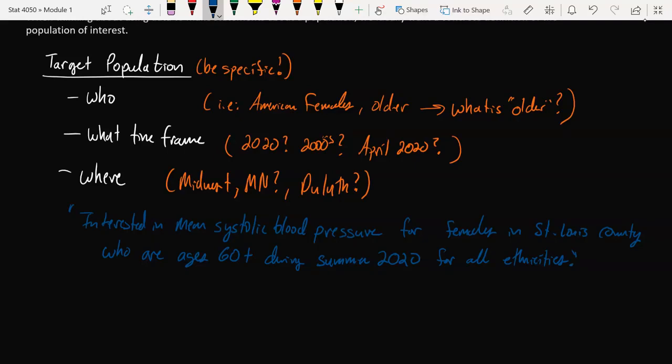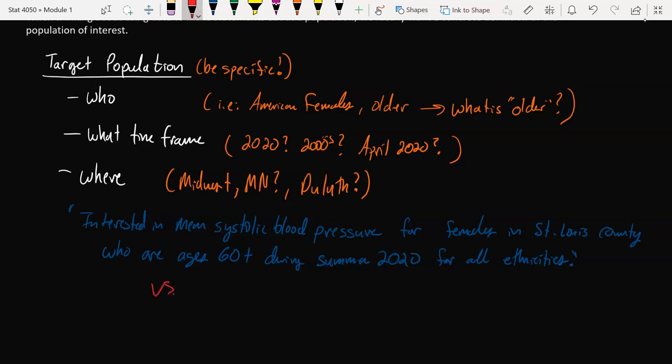Females from St. Louis County. St. Louis County, that's where Duluth is in Minnesota. 60 years plus. We're looking at relatively current, summer 2020, ideally, if we can, for all ethnicities, right? So, again, possibly more specificity if, maybe I'm specifically interested in African-American females or Caucasian or whatever, right? But for all ethnicities, you can put that in there too, okay? That's a pretty good target population definition, right?